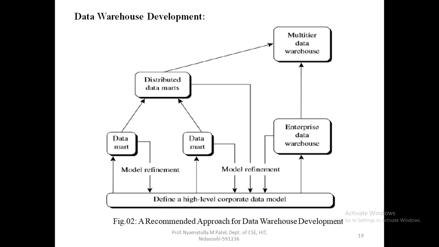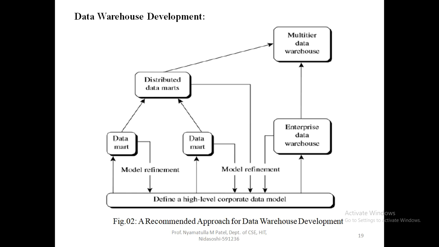A recommended approach for development of a data warehouse system is to implement the data warehouse in an incremental and evolutionary manner. Now, both the methods, top down and bottom up, have advantages and limitations. Which method should we follow? The recommended method is to develop a data warehouse in an incremental, evolutionary manner, as shown in figure 2.